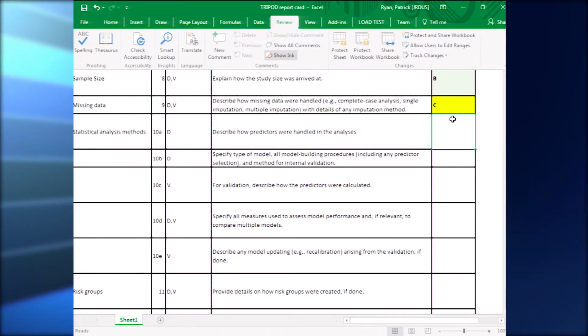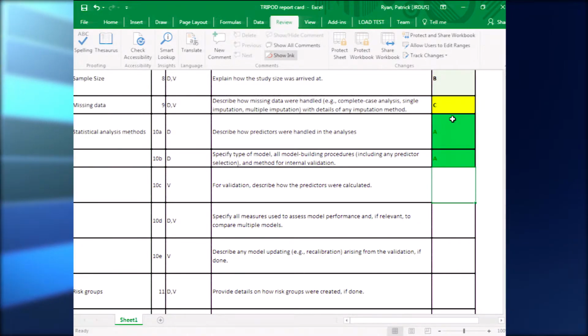Okay. 10A. How are the predictors handling the analyses? Oh, we're still over here. 10A. How are the predictors handling the analyses? A. Gave it an A. 10B, specify type of model building procedures. A. 10C, for validation. You said A. So what was their model building procedure? We didn't say we agreed with their model building procedures, but they told us how they did it.